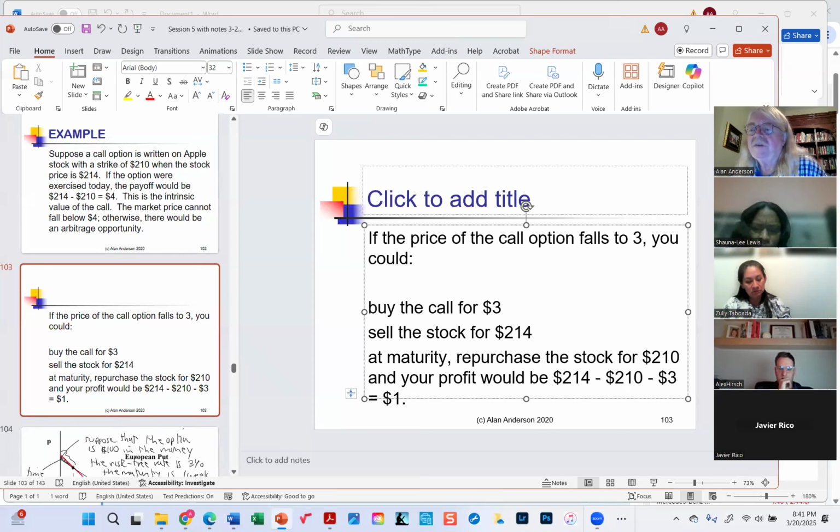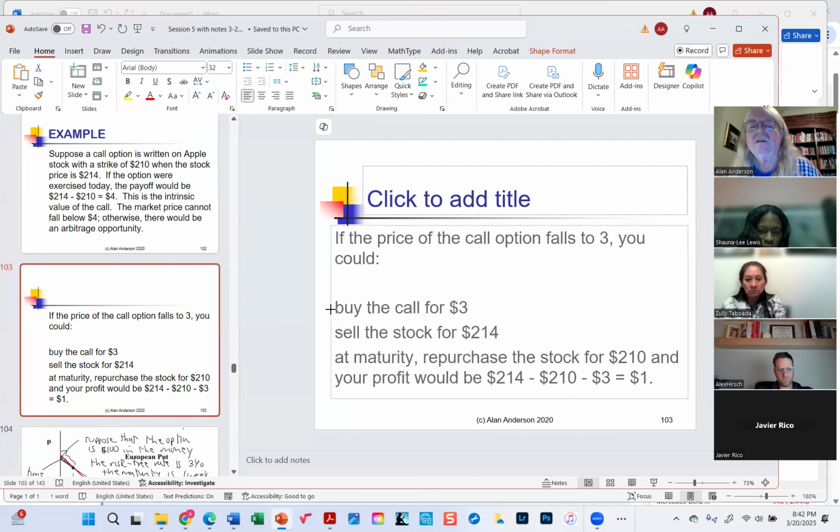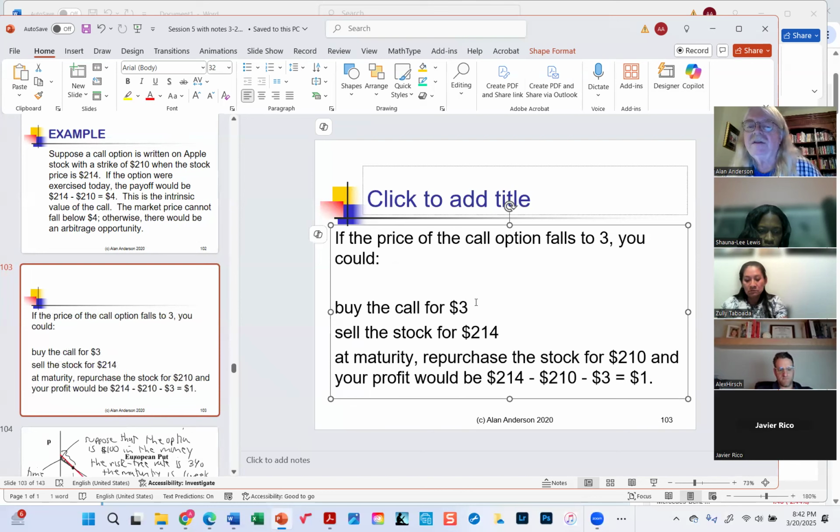So when you sell the stock, in other words, you have to buy it back. So you use your option to buy it back at 210, but you sold it for 214. So there's $4 in your pocket. You paid $3 for the call. So the difference is $1. And that's your arbitrage right there. And of course, as you can see, what's happening is people are buying the call and that's driving up the price. And so it'll have to go back up to at least $4 before this opportunity disappears. So you're guaranteed the price will be a minimum of $4.